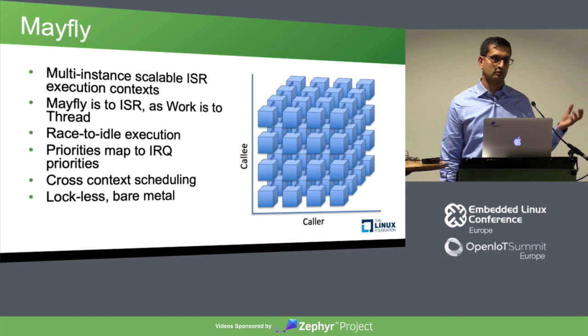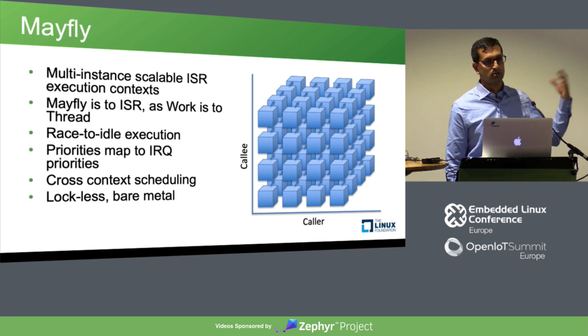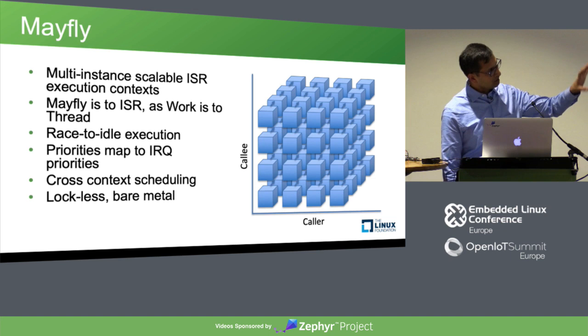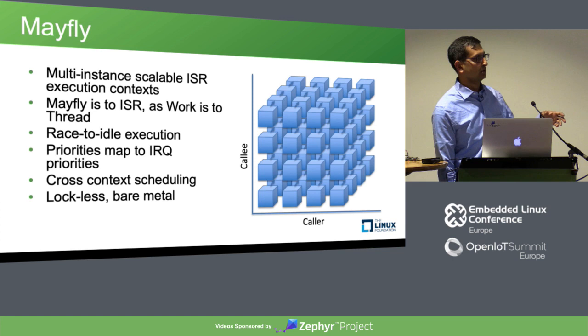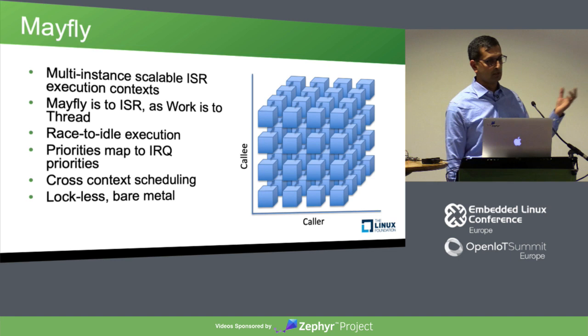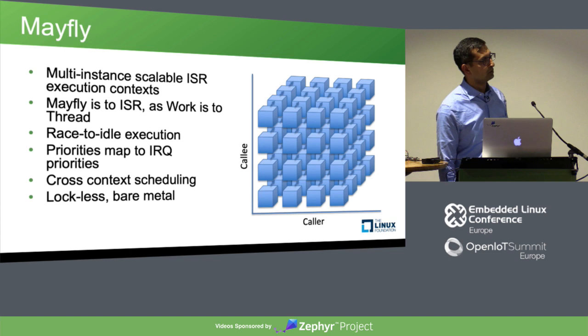So what is a Mayfly? Mayfly is similar to a work in thread, but it's basically scheduled by an ISR and executed in an ISR. So I try to represent that in the diagram there. You have callers and callee, and all of these are either thread or ISRs. A caller would request to schedule a function. It's just a normal C function. It would request that to be scheduled in an ISR at the priority it wants it to be executed. Each ISR has a queue of functions to which the caller would enqueue it, and then trigger the IR queue to basically process those functions.